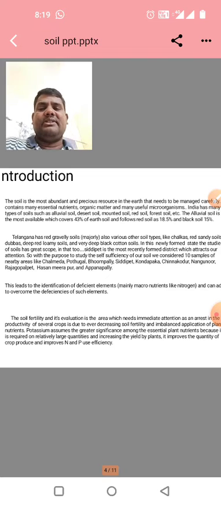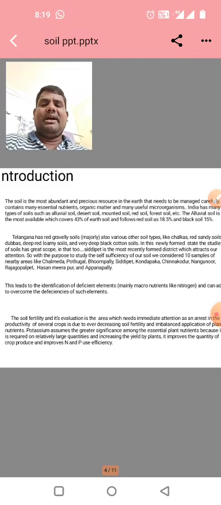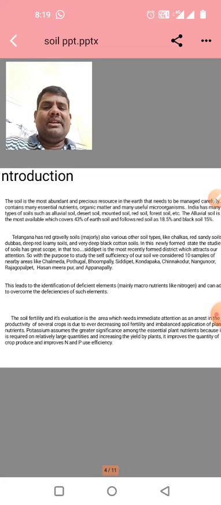And Telangana has red gravel soils majorly, also various other types like chalkas, red sandy soils, dubbas, deep red loamy soils, and very deep black cotton soils. In this newly formed state, the study of soils has great scope. In that too, Siddipet is the most recently formed district, which attracts our attention.